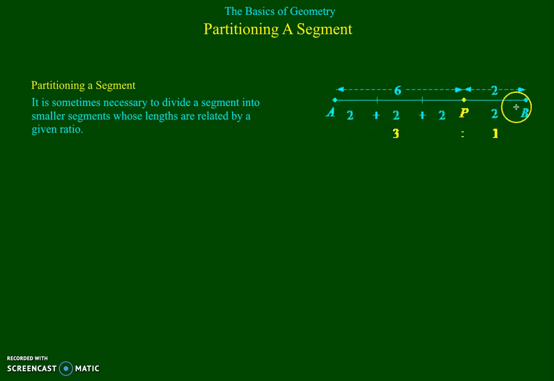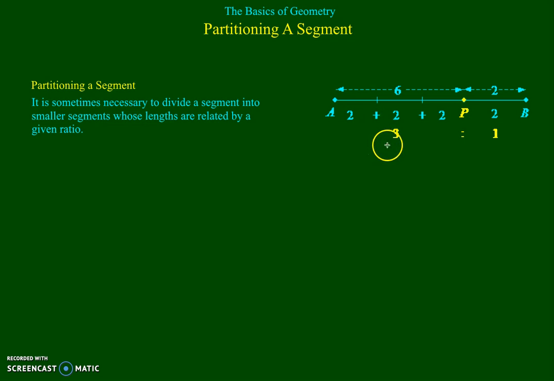If I have some line segment AB, and I want to find a point P on that line segment AB such that the ratio of the lengths of AP to PB is equal to 3 to 1. That is, that AP is 3 times as long as PB. And the ratio can be pretty much anything. That's all we're really doing, is breaking this thing up so that we have a proportional relationship here.